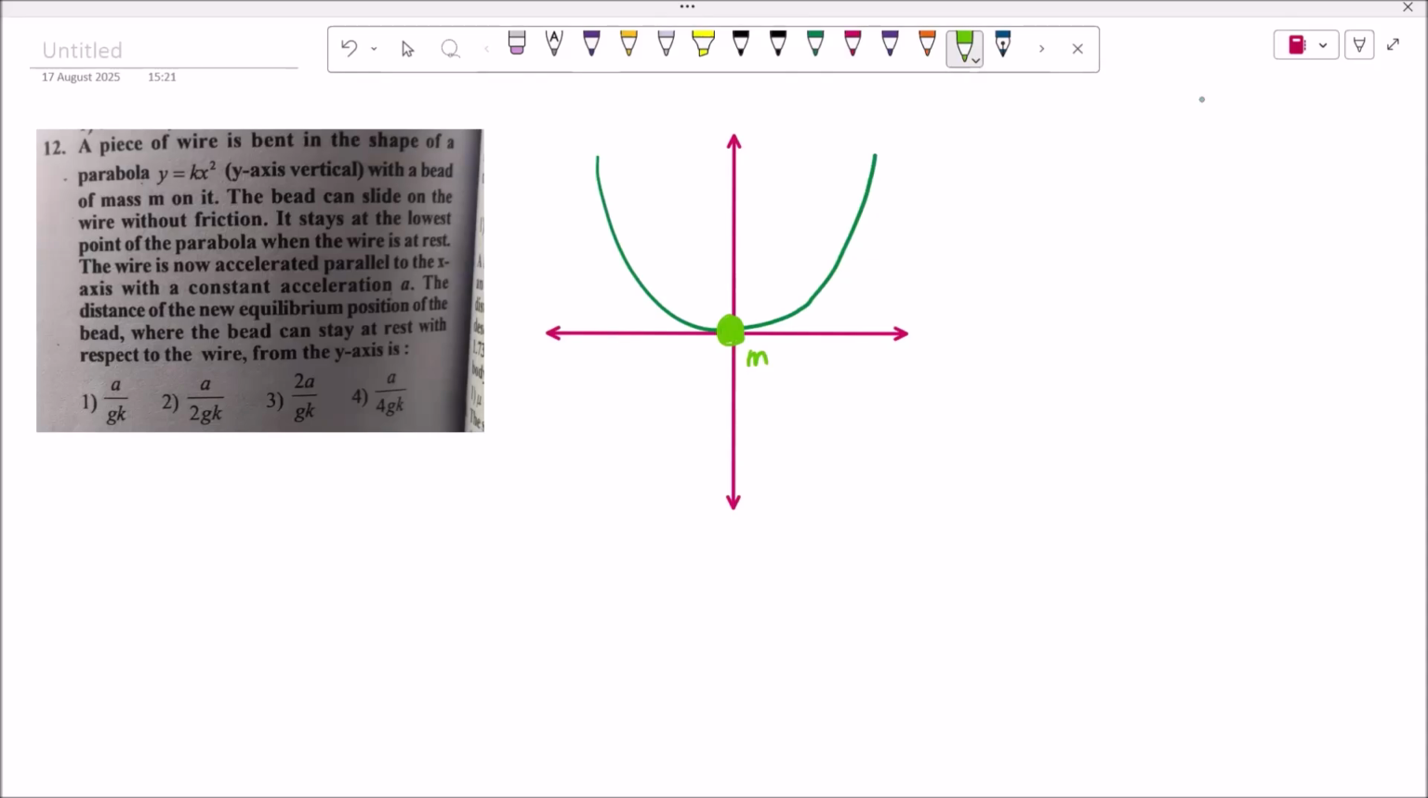Let us solve this question. A piece of wire is bent in the shape of a parabola y equals kx squared with a bead of mass m on it. The bead can slide on the wire without friction. It stays at the lowermost point of the parabola when the wire is at rest.